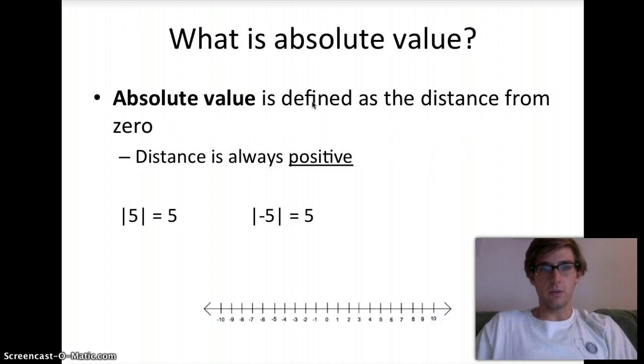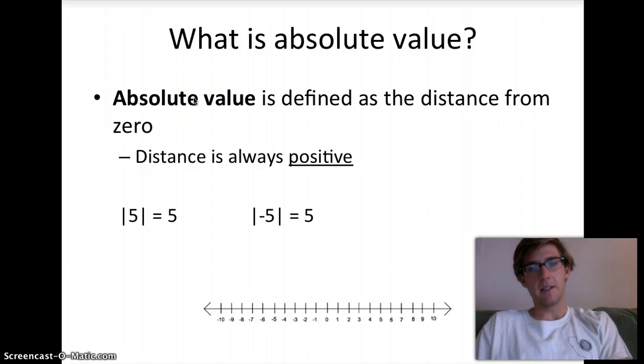Now, a lot of you, I know, already know what absolute value is, but just in case we might need a refresher, absolute value is defined as the distance from 0. And absolute value is always positive because distance is always positive. If you got in your car, you never drive -2 miles. You always drive 2 miles, regardless of the direction you're going.